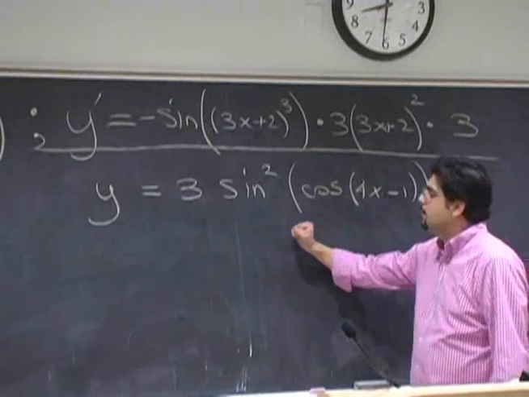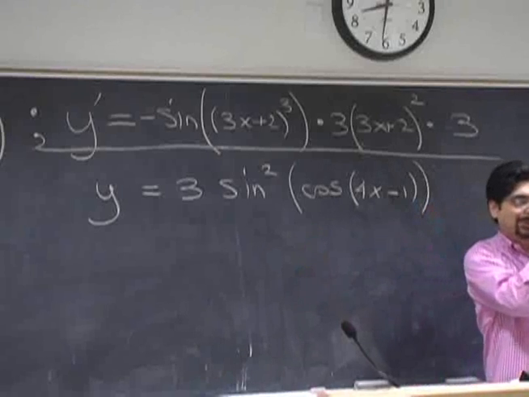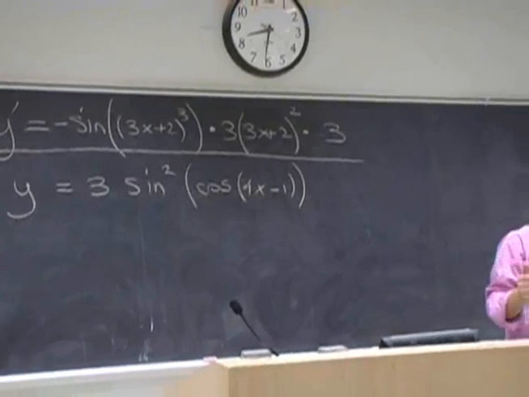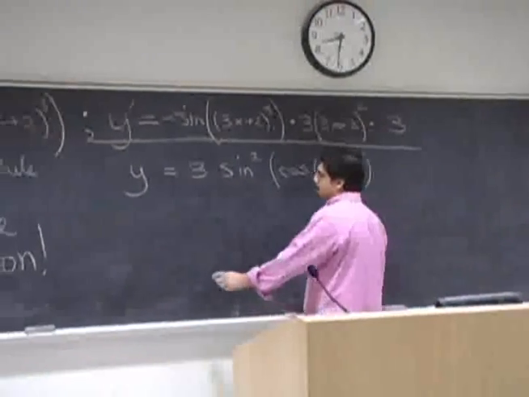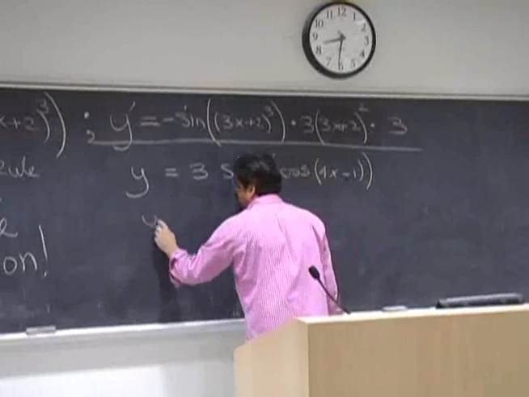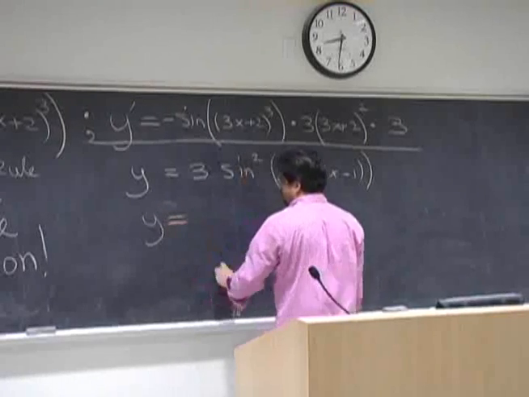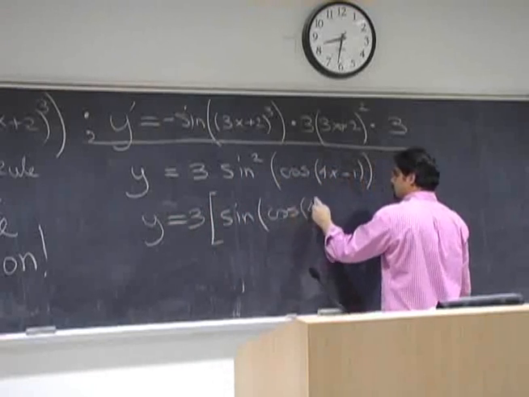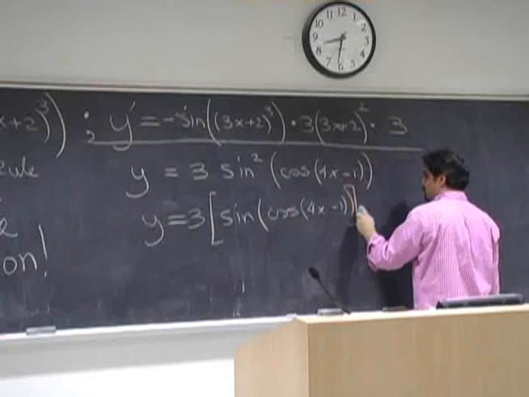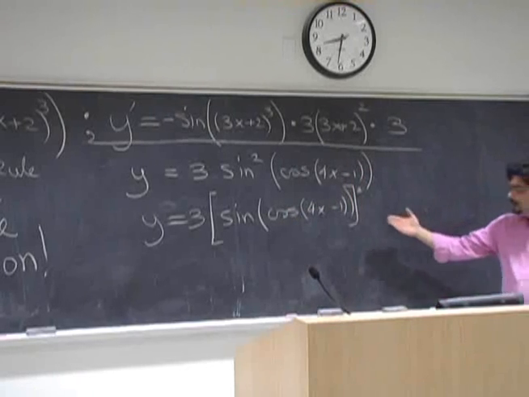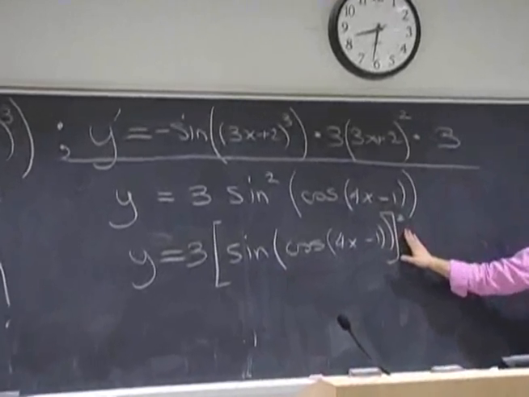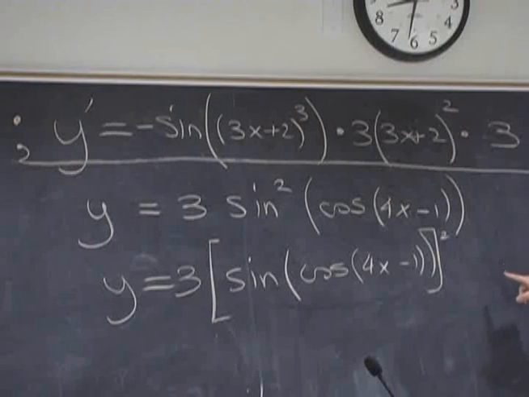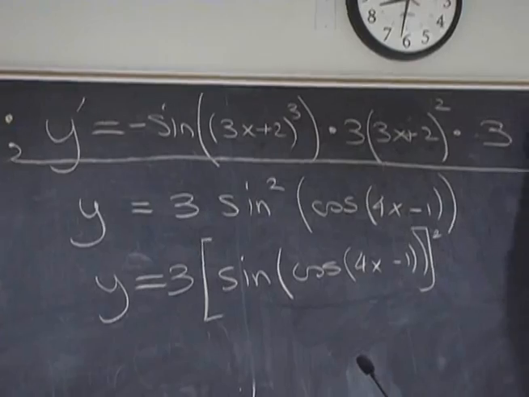So here, let's think about this. What is the outermost layer? Is it sine or is it squared? Square. It's a square, right? Okay, the 3 doesn't matter because it's just a constant. So we could write y as sine squared, which is sine of whatever, squared. That's another way to write it. So now writing it this way, we can see clearly that the outermost function is what? The square function, the power function. Okay.